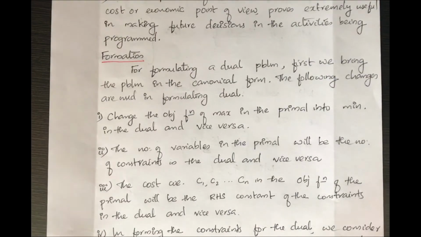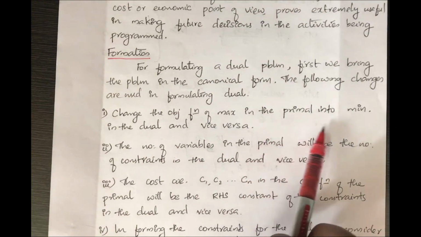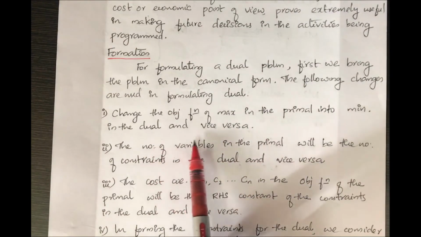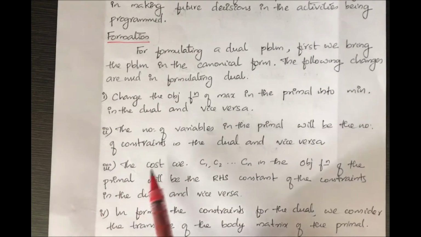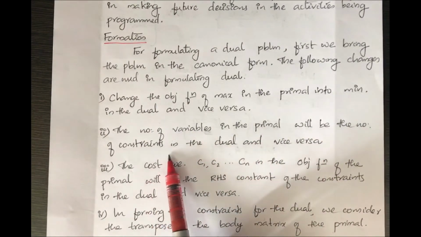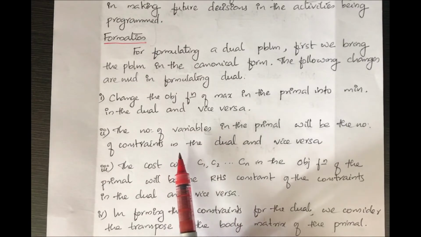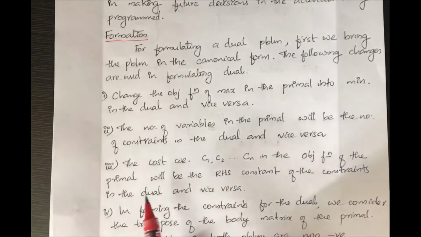Then the steps: change the objective function of maximization in the primal into minimization in the dual and vice versa. If the primal is of maximization, our dual will be of minimization. If the primal is of minimization, the dual will be of maximization. Second, the number of variables in the primal will be the number of constraints in the dual, and the number of constraints in the primal will be the number of variables in the dual.